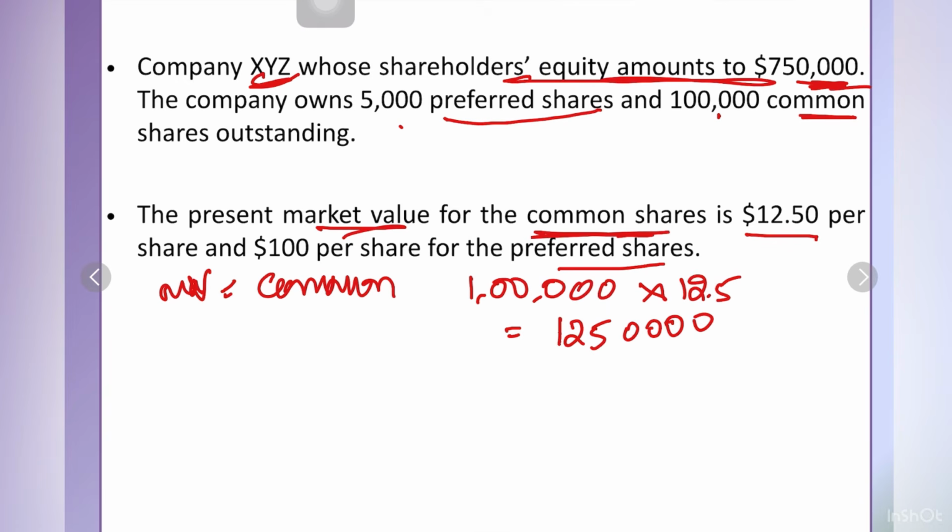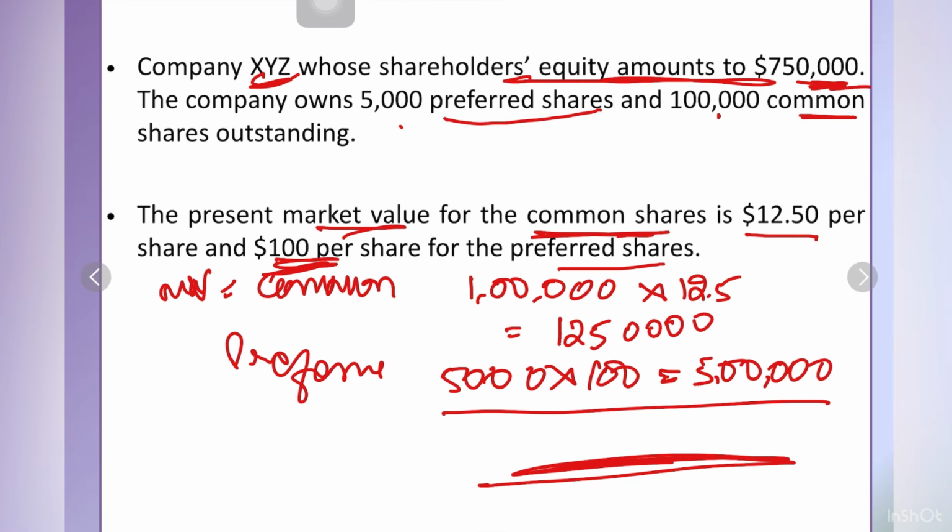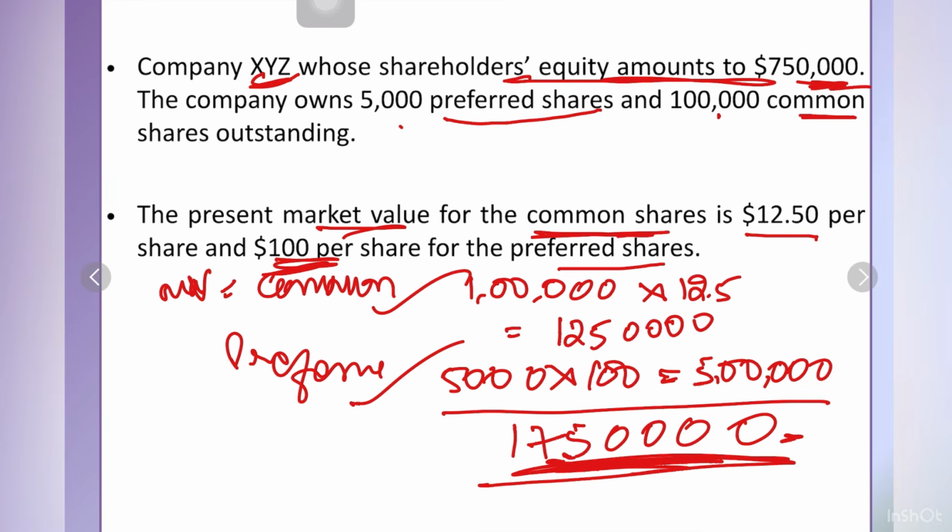And then similarly we are going to compute it for the preferred shares. We have 5,000 preferred shares into the market value, that is 100. This comes out to be 0.5 million. Then further, the total market value of both common and preferred shares will be 1.75 million, right?